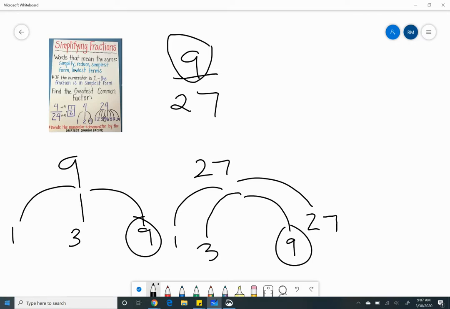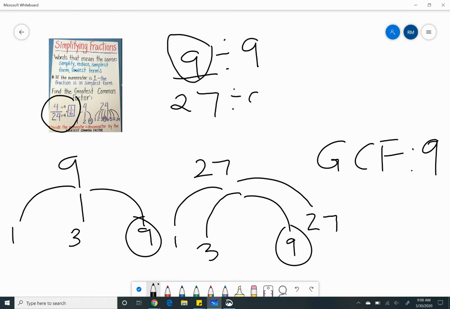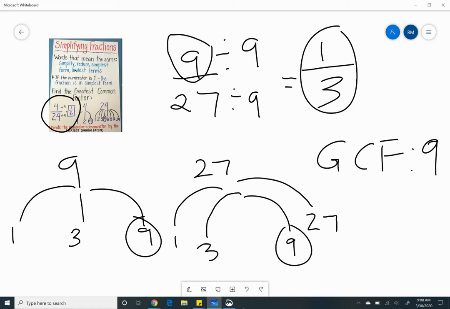So now, just like the anchor chart, I'm going to do this step. I'm going to divide by the greatest common factor, which I know is 9. So my greatest common factor is 9, okay? So I'm going to divide the numerator and the denominator by 9. So 9 divided by 9 is 1, and 27 divided by 9 is 3. So I get my answer of 1/3. That is the smallest equivalent fraction to 9/27. Thanks, guys.